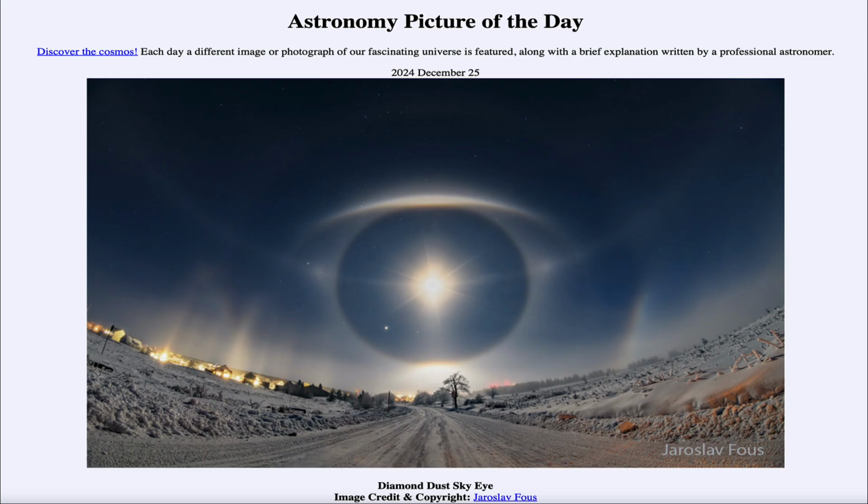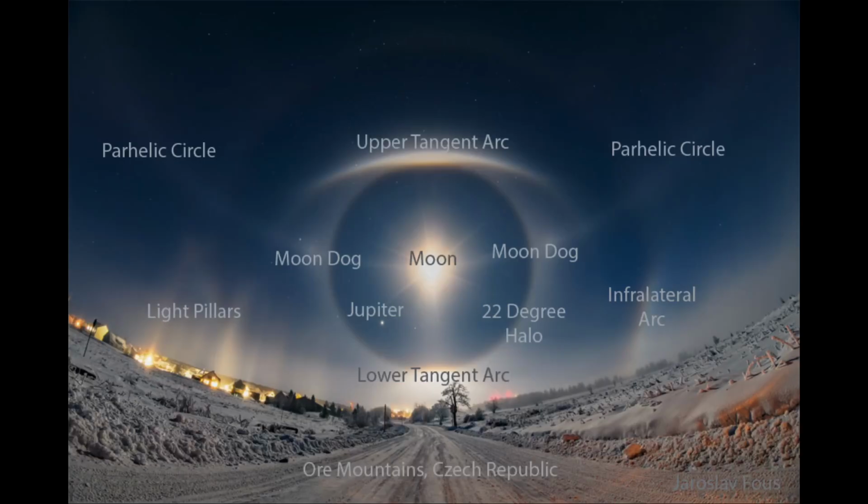Today's picture for December 25th of 2024 is titled Diamond Dust Sky Eye. So what do we see here? Well, this is what we sometimes call diamond dust. And while it has nothing to do with diamonds, it is what we call some of the ice crystals that form in the upper atmosphere and can give us patterns like this when we look at our sun or moon through those ice crystals.